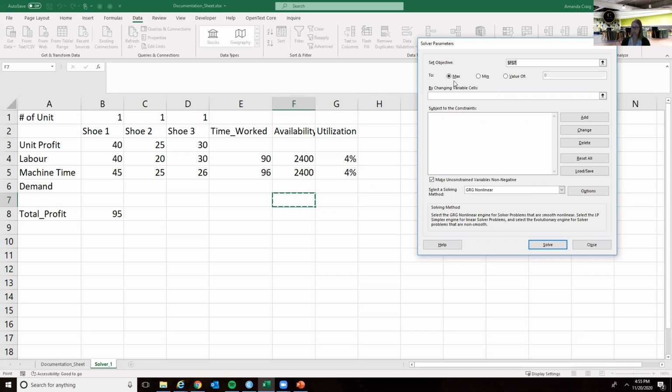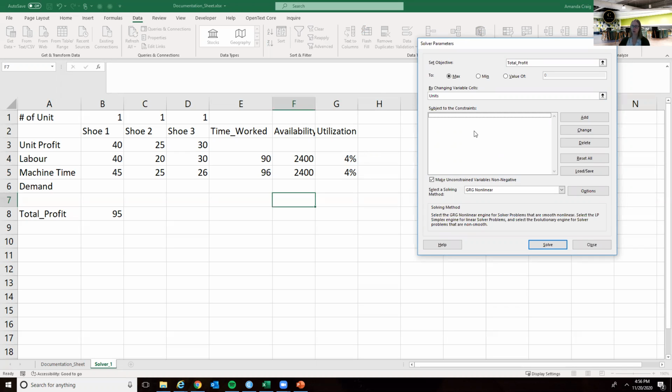So our objective in this case is going to be to maximize total profit. If this, for example, were total cost, we would likely want to minimize it. But in this case, profit, you want to maximize it. And we're going to do that by changing the number of units, these three here. So the number of units of shoe 1, shoe 2, and shoe 3 that we're going to produce.